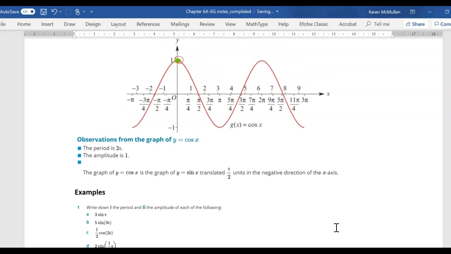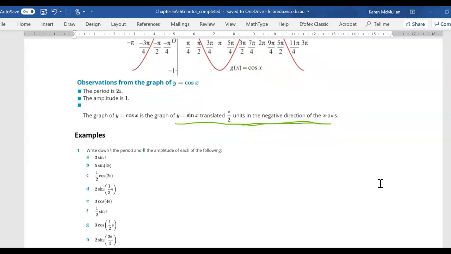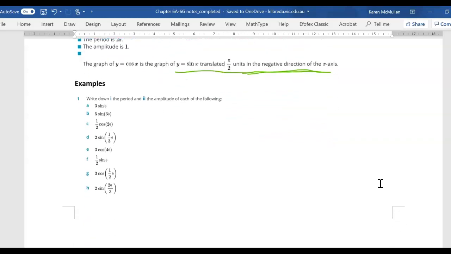What it says here is basically the same as y equals sine x, but it's been shifted pi on 2 in the negative direction. It can also shift in the positive direction, but it's just shifted in the negative direction pi on 2. So if you were to do an equation of a trig graph, you could have it in terms of either sine or cos. But it's not going to be that ambiguous, if that makes sense.